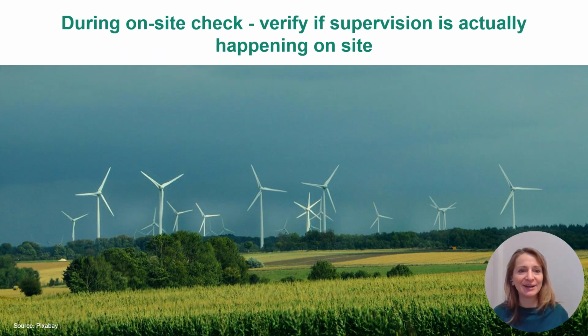And lastly, remember, during an on-site check, verify that supervision is actually happening on the site. If the contract requires a supervisor, but none is present at the construction site, that's a major red flag. For example, a wind farm project says a supervisor should oversee turbine installation. When the monitor checks the site, no supervisor is there.